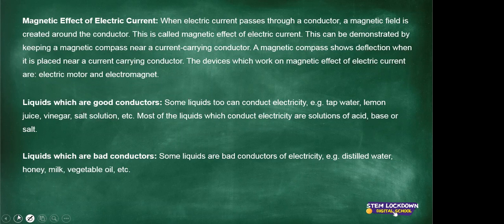Okay. So now you say bad conductors of electricity is distilled water. Now distilled water is pure water, natural pure water. So that is a bad conductor of electricity. So that's very good that you brought it up, Levi. So the difference between tap water and distilled water.